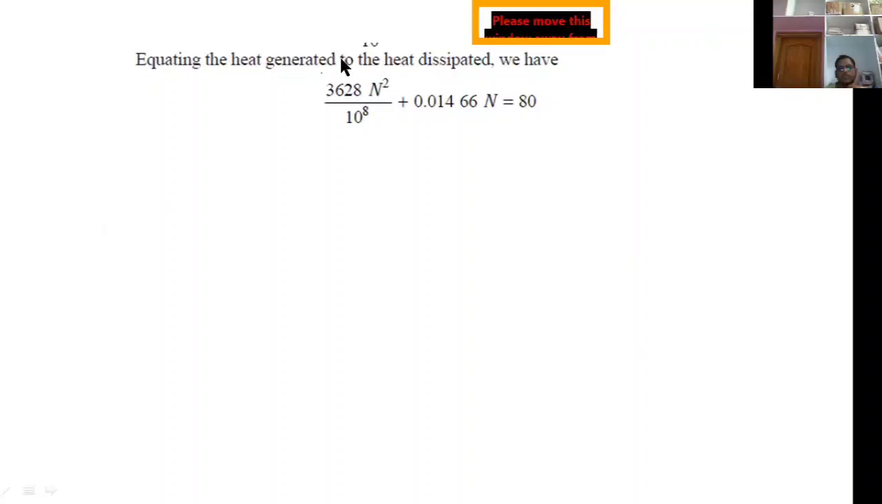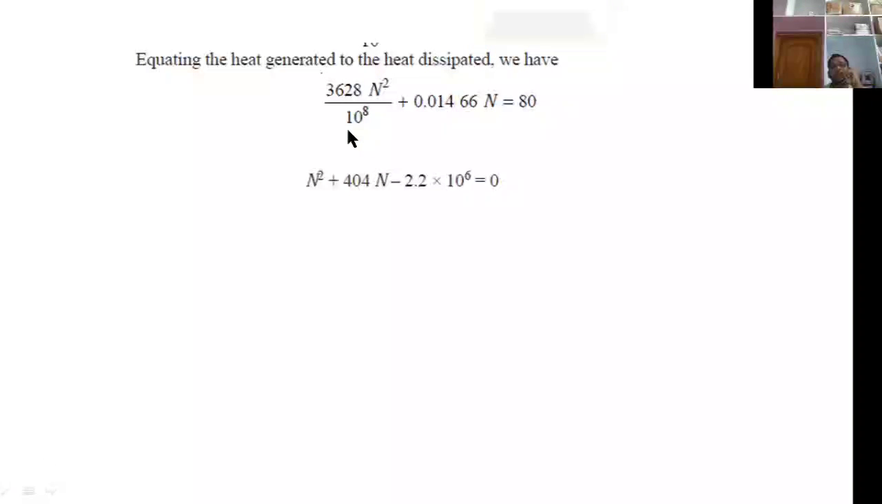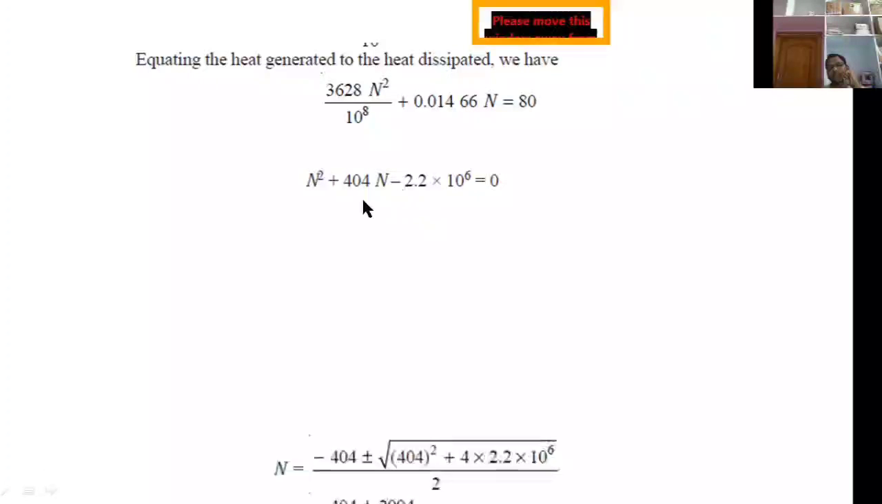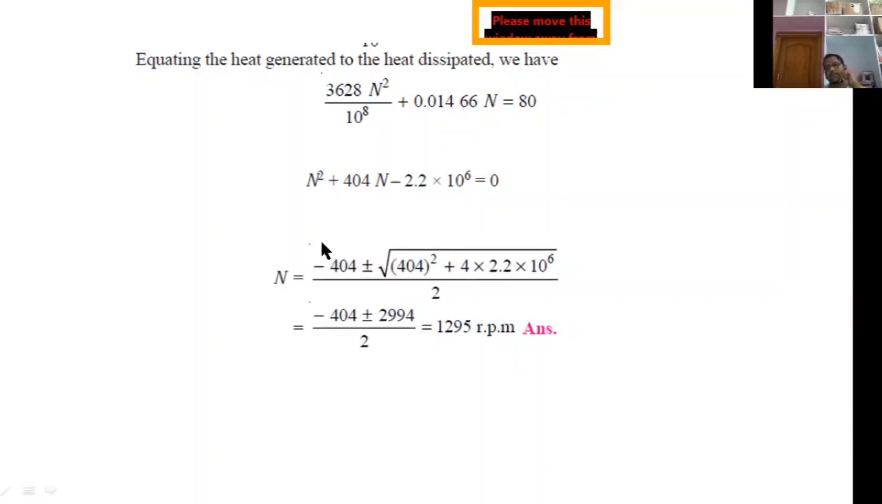This equation is obtained from the previous step. Then after, we have to solve this as a quadratic equation. Now the equation is like this: N square plus 404 N minus 2.2 into 10 power 6. Then we have to solve this equation using the quadratic equation formula.